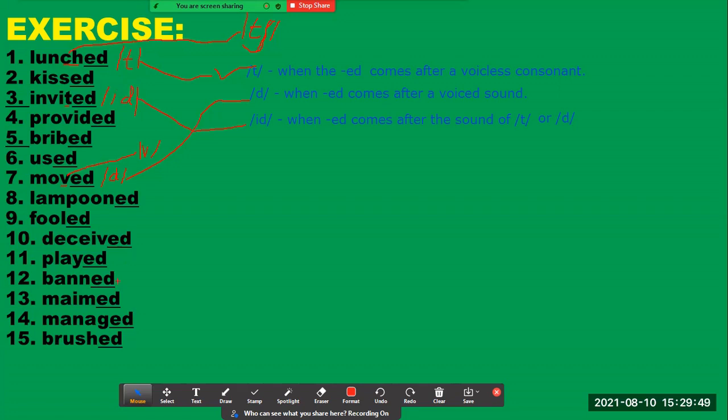Then let's look at the one that comes after d, and that is provided. Again, we have id, provided, because ed comes after d. So when ed comes either after t or d, the sound is id, and that's what we have in provided. So this again obeys rule number 3. So English pronunciation obeys some specific rules, as you can see here. And that is what plays out.